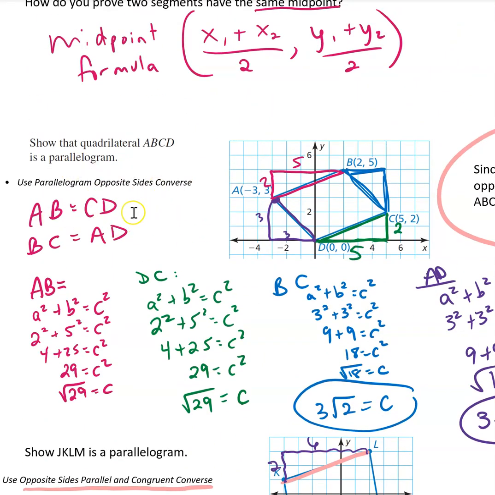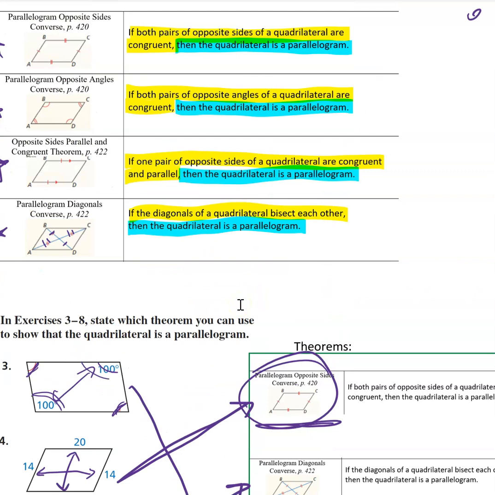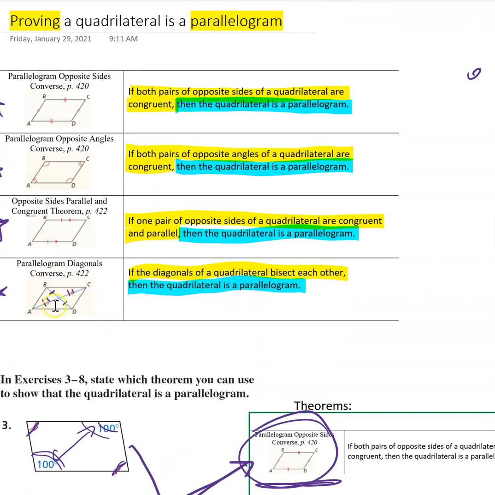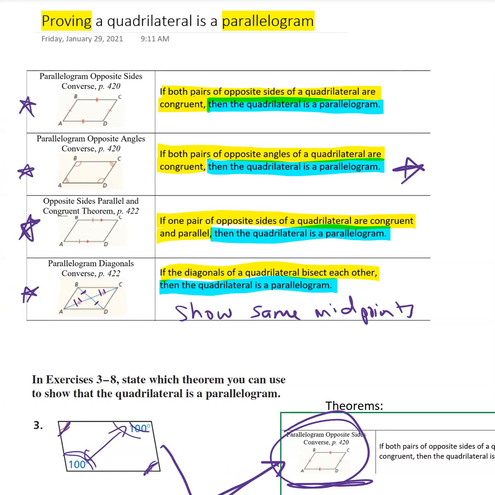Okay, so here we practiced using the opposite sides parallel and congruent converse. Here we practiced the opposite sides converse, showing that they were congruent. But if we go back up to the top, we can also use the parallelogram diagonals converse. That's when we show they have the same midpoint. If you can show that they have the same midpoint, then you would be proving using this. On the opposite angles one, I would need to pretty much tell you what the angles were. You're not going to calculate the angles based on a picture. So mostly when I ask you to prove, you're going to be using the first, the third, and the fourth.